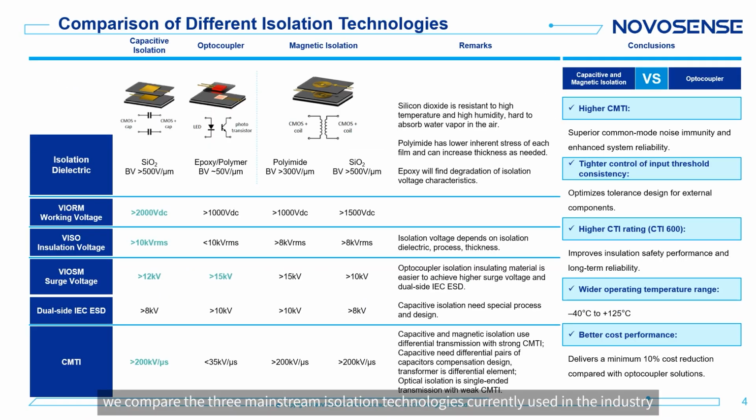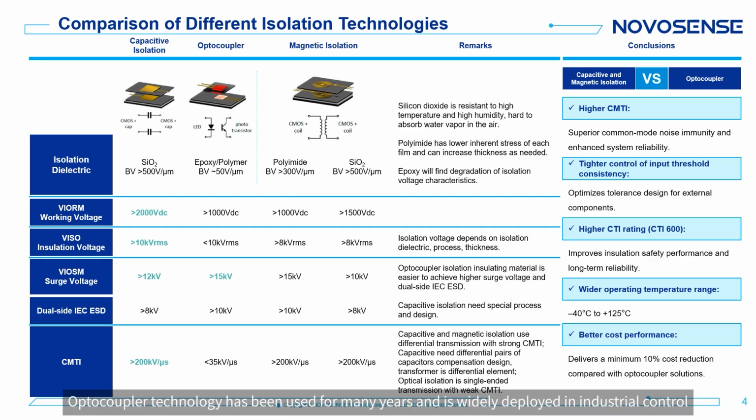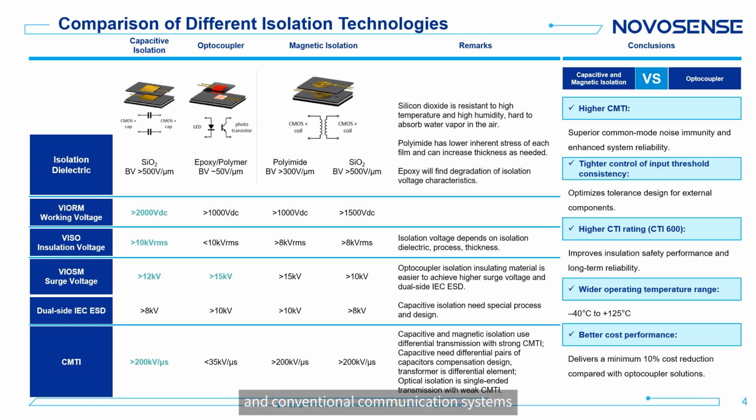On this page, we compare the 3 mainstream isolation technologies currently used in the industry: capacitive isolation, optocoupler isolation, magnetic isolation. Let us begin with traditional optocouplers. Optocoupler technology has been used for many years and is widely deployed in industrial control, power supplies, and conventional communication systems. Its advantages include mature technology, high surge withstand capability, relatively easy implementation of dual-side ESD protection.